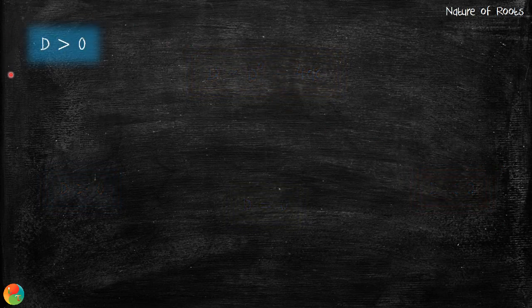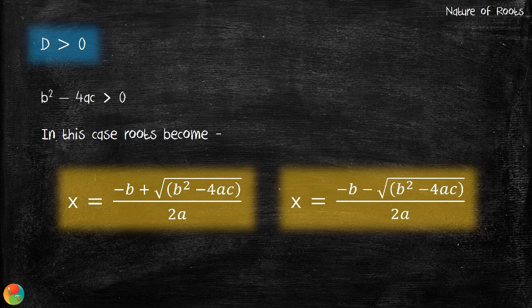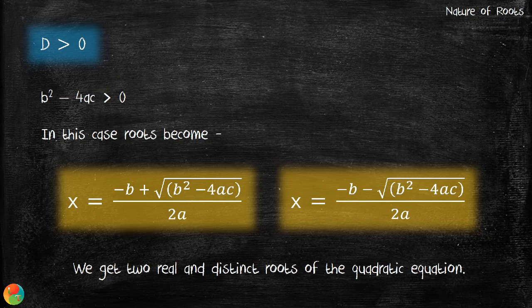Now we're talking about the first case where D is greater than 0. It means b² - 4ac is greater than 0. In this case, the roots become (-b + under root b² - 4ac)/2a, and second (-b - under root b² - 4ac)/2a. From here we can say that for our given quadratic equation, we have two real and distinct roots. One more simple thing is also worth noticing, that in this case b² is greater than 4ac. How? Just look at this expression, you'll get to know.